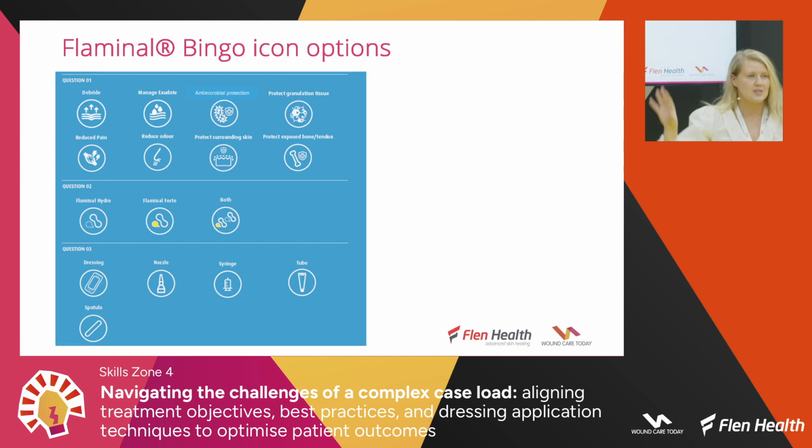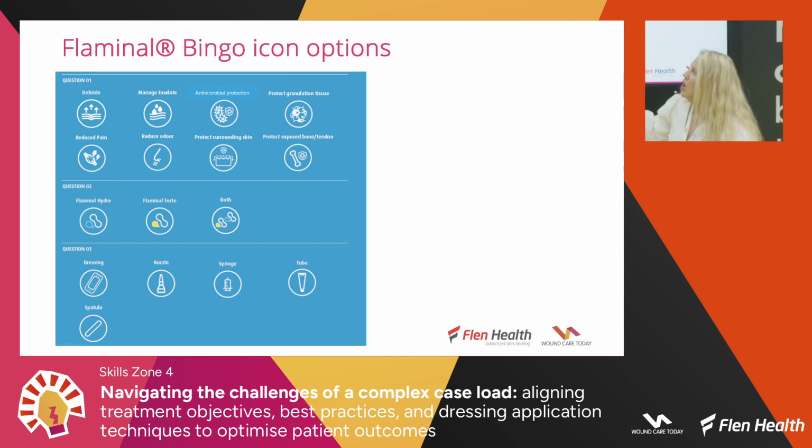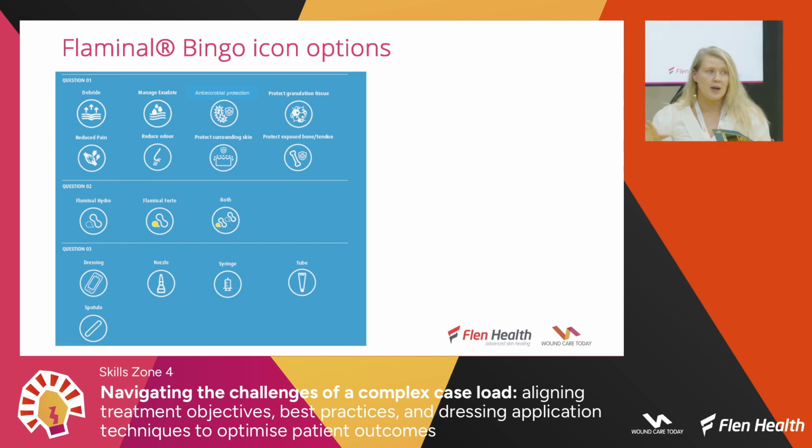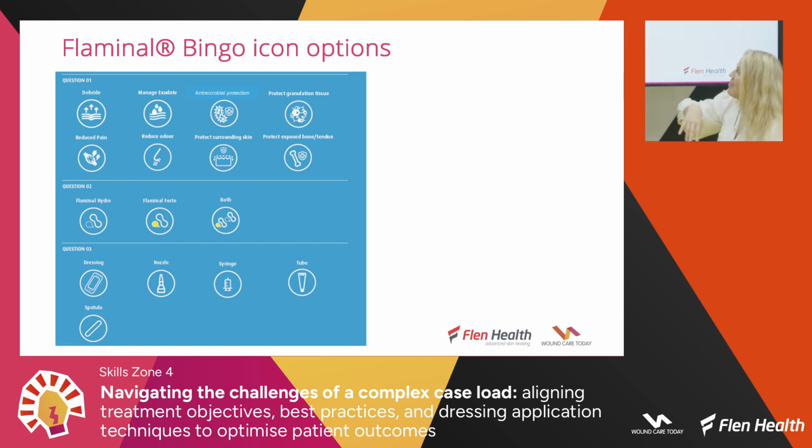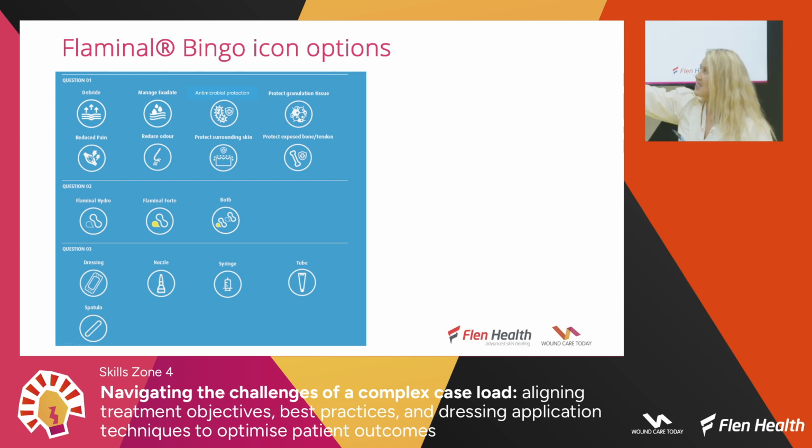It's not an exhaustive list, but this is kind of what we got to choose from. Question 2, in terms of what formulation of Flaminal was used, you can use either Hydro, Forte, or both. And then in terms of what application method was used, as Kelly's just been through, you can do it directly onto a secondary dressing, using a nozzle, a syringe, directly from the tube, or a spatula.